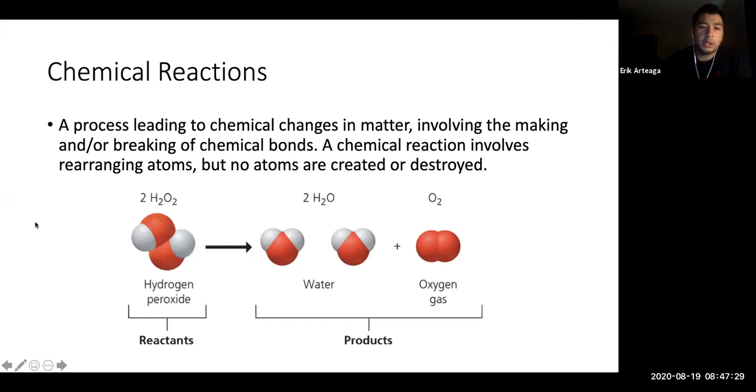So chemical reactions: a process leading to chemical changes in matter involving the making and or breaking of chemical bonds. A chemical reaction involves rearranging atoms, but no atoms are created or destroyed. So it's important to note that no atoms are going to be created or destroyed. You cannot make an atom through a chemical reaction, okay?